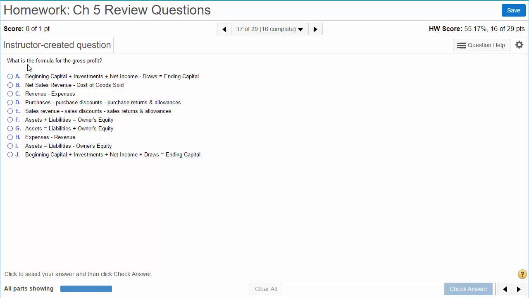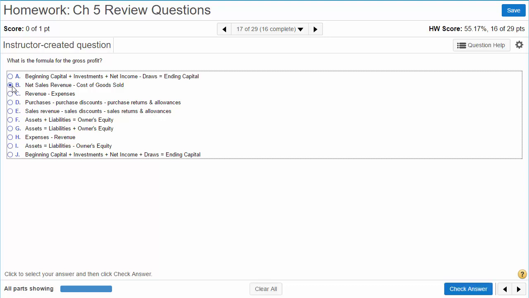What's the formula for gross profit? So in the multi-step income statement, we have net sales revenue, and then we subtract cost of goods sold, and that gives us gross profit. So it's this formula.